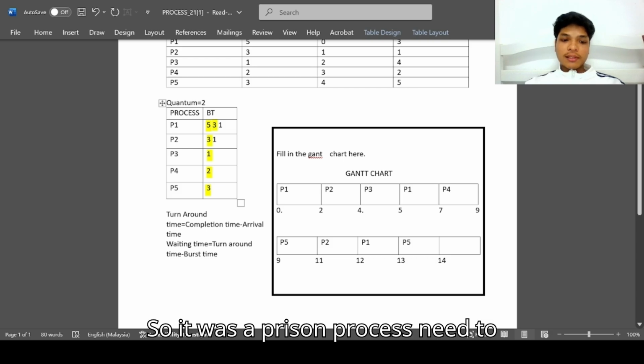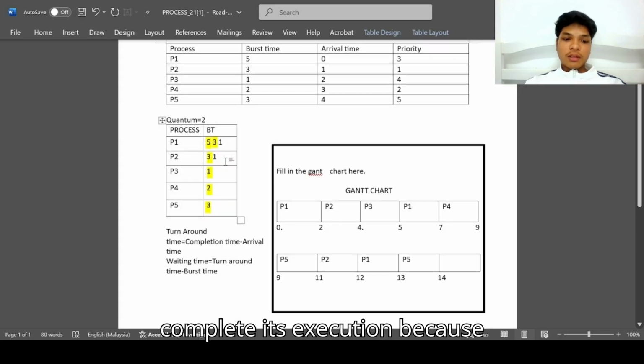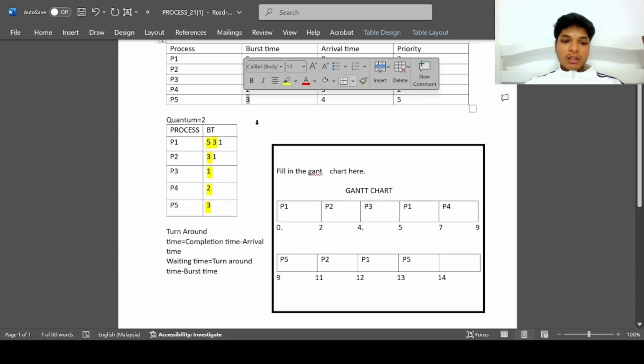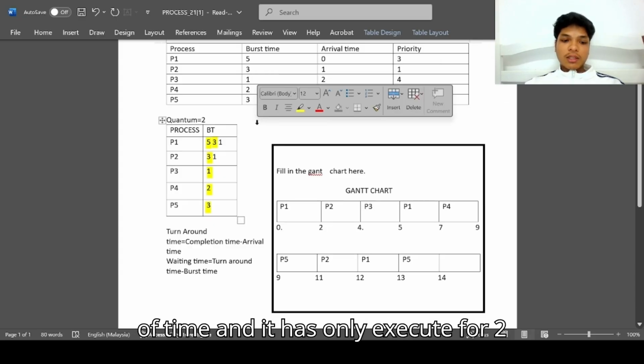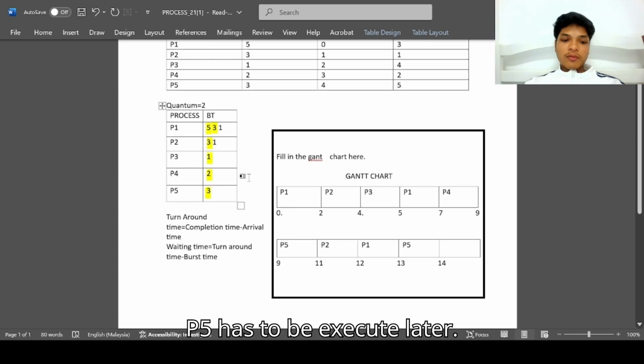So the present process needs to be preempted. It was P5. Did P5 complete its execution? No, because P5's burst time was 3 units of time, and it has only executed for 2 units. So there is a remaining of 1 unit that P5 has to execute later.